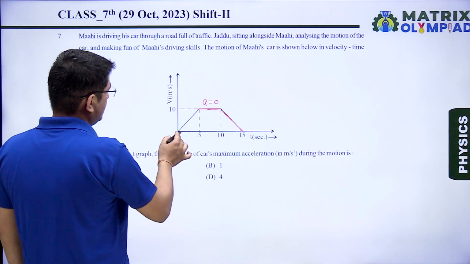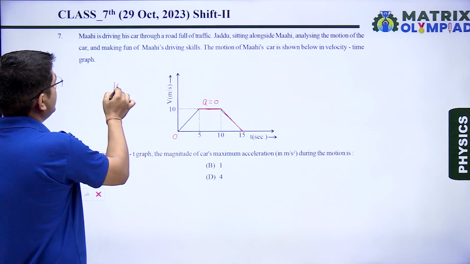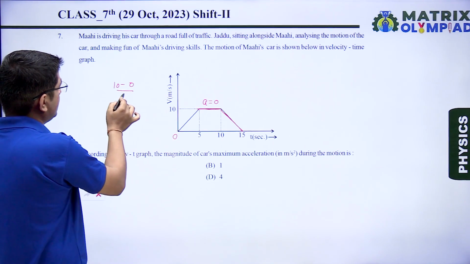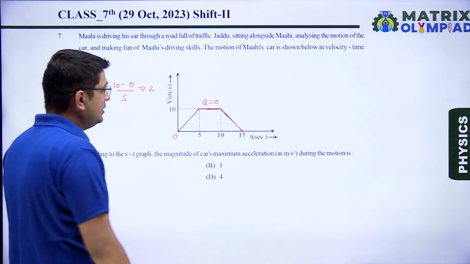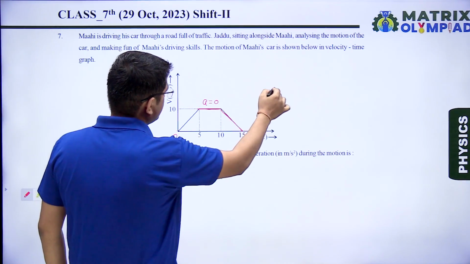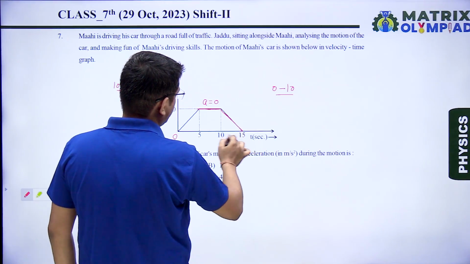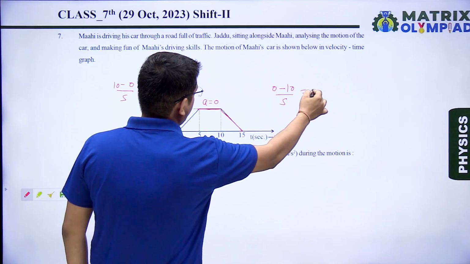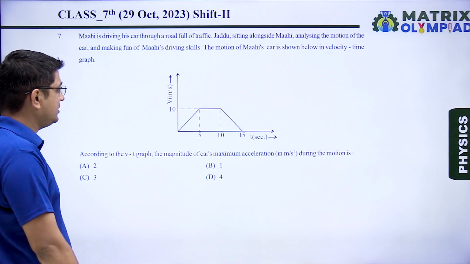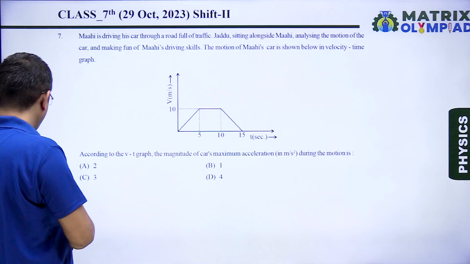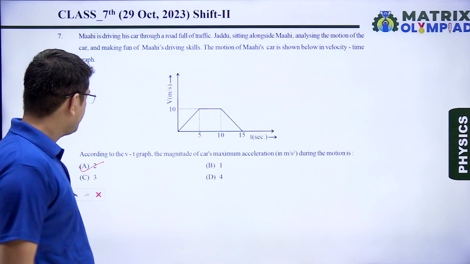From here we can see the final velocity is 10 and initial is 0. So change in velocity is 10 minus 0, divided by time taken, which is 5. So we'll get the answer 2 meter per second square. Similarly, for this part, the final is 0 and initial is 10, divided by time taken, from 10 to 15, it is 5. So it will become minus 2. From this we can conclude the maximum value of acceleration will be 2 meter per second square. That is option A.